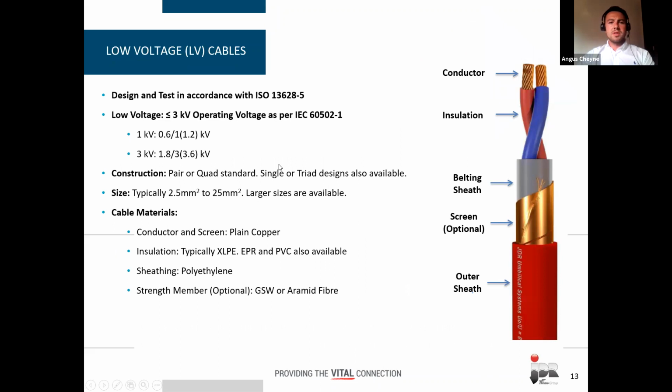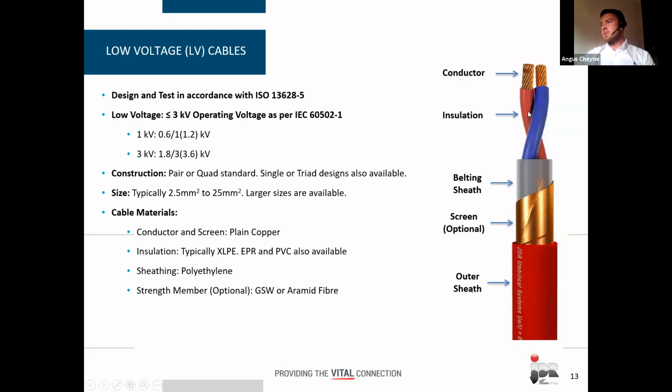Okay, so moving on to cables. We're going to start with low voltage cables. And low voltage is defined as anything under 3 kilovolts as per IEC 60502. So generally that's looking at 1 kV or 3 kV cables. And these are most often in pair or quad formation, although other configurations are available.